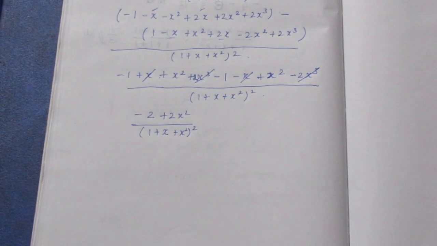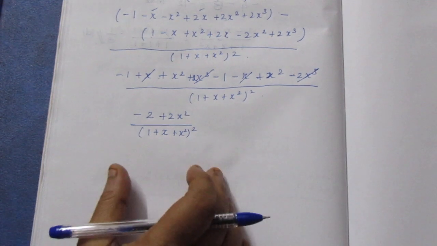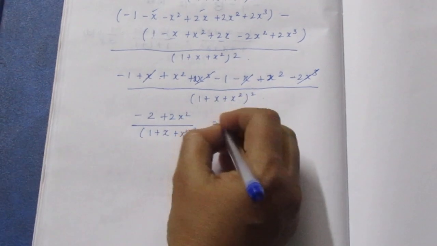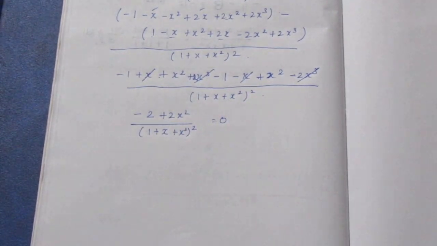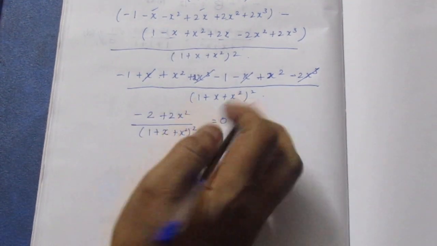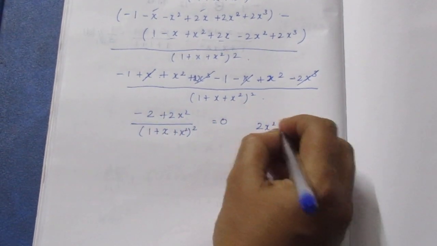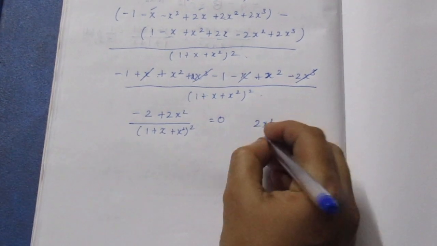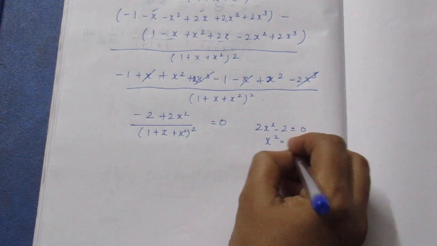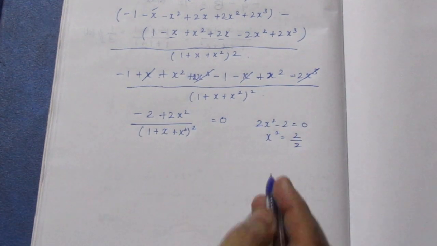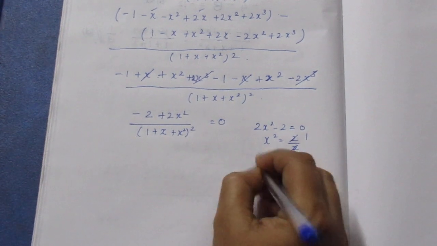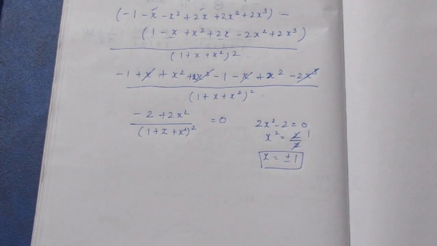Usually to find the x value, we take the first derivative equal to 0. So if this is equal to 0, the denominator goes to the other side and becomes 0, since 0 into any number will become 0. So if this is equal to 0, 2x square minus 2 is equal to 0, which means x square equals 2 by 2, that is 1. So x will be equal to plus or minus 1. We have found the x value.